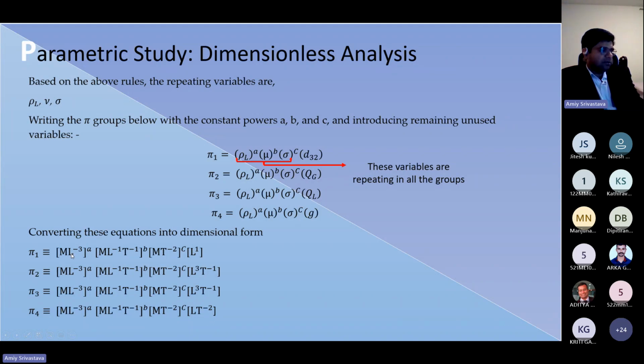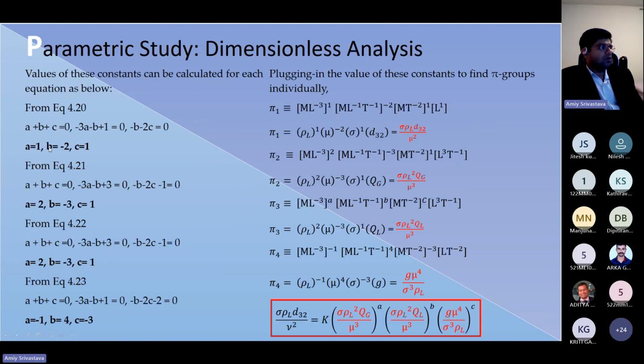On the right hand side, the power of L is equal to 0. There is no L over there. So here we can say minus 3A plus or minus B and plus 1 is equal to 0. That's how I wrote all the equations here, and these are simultaneous equations, and I solved these simultaneous equations to identify the values of A, B, and C for all the equations. Then I plugged those values in here, and I found pi 1.